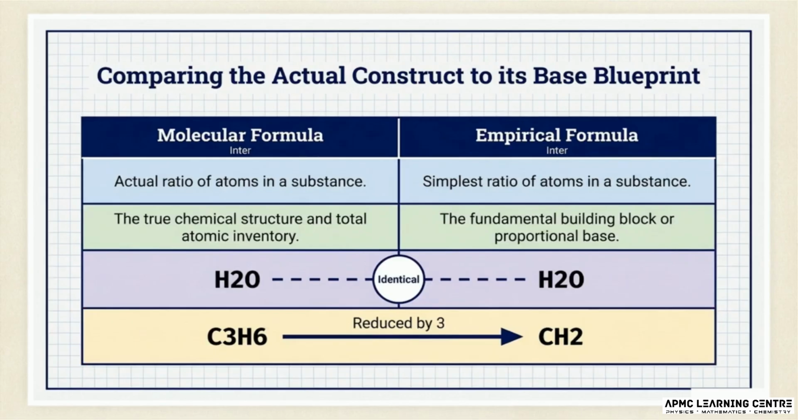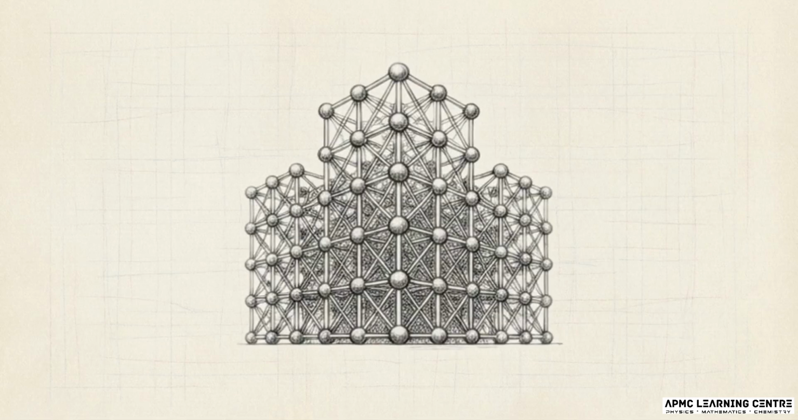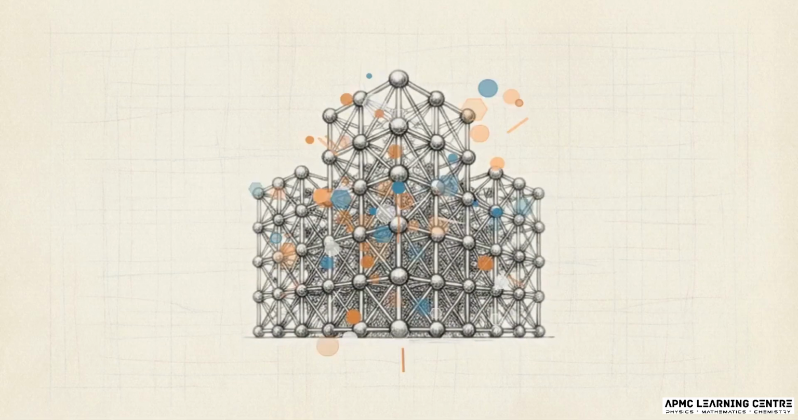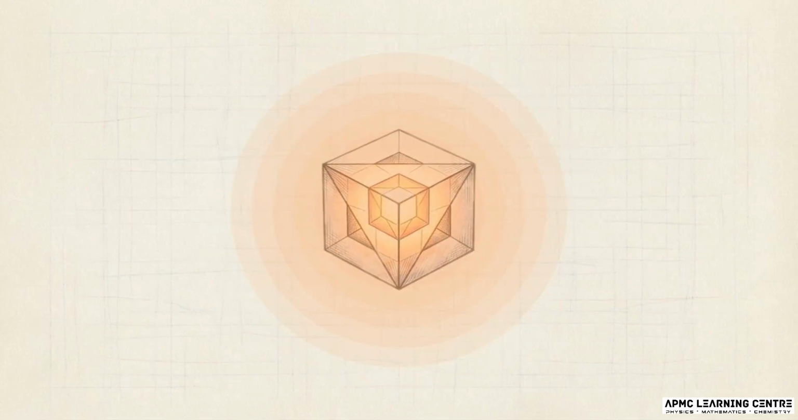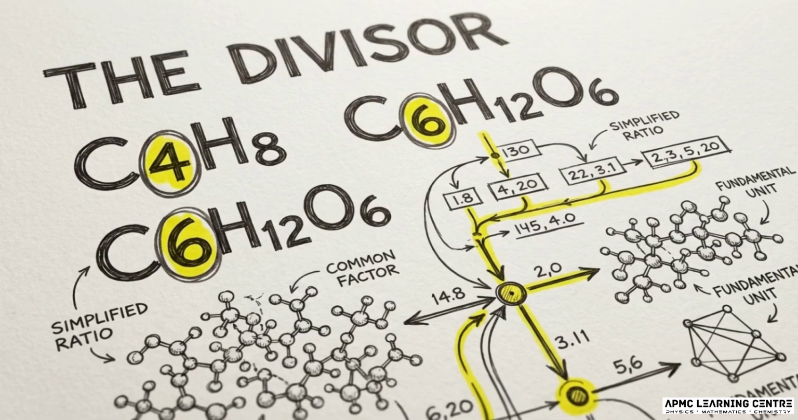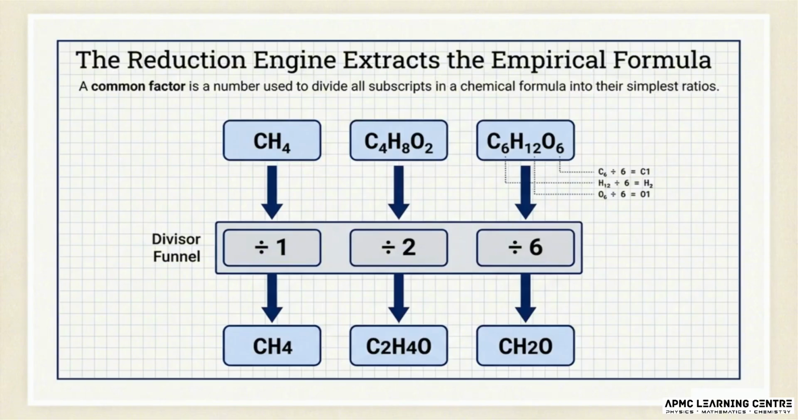Discovering this simple empirical base is a required first step in the lab. It provides the proportional building blocks from which all larger chemical structures are scaled. So, if we know the massive, real-world molecule, how do we reliably strip away its scale to find that base blueprint? We use a common factor. This is simply a single number that can evenly divide all the subscripts in a chemical formula. This image illustrates a reduction engine using a divisor funnel. You can see how the common factor extracts the simplest ratio across different scales.